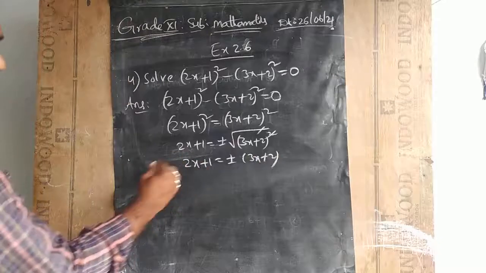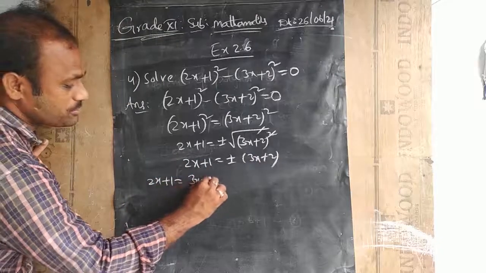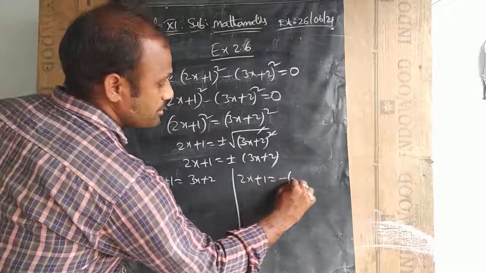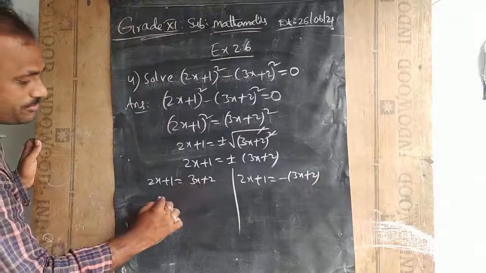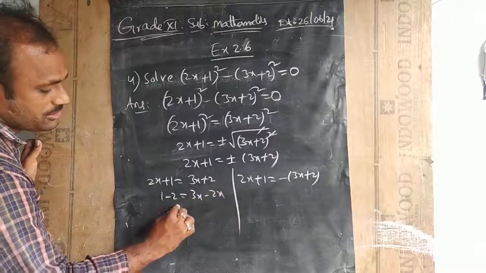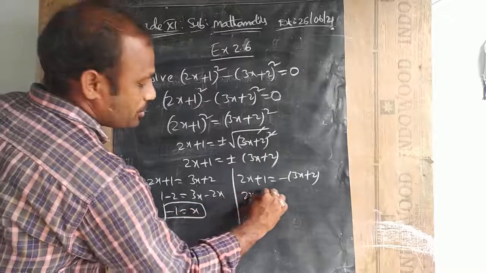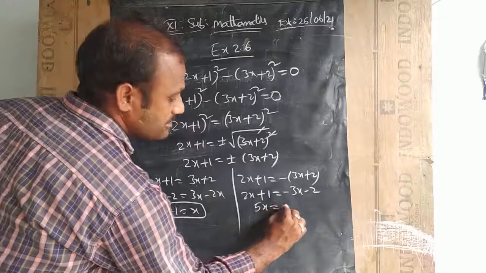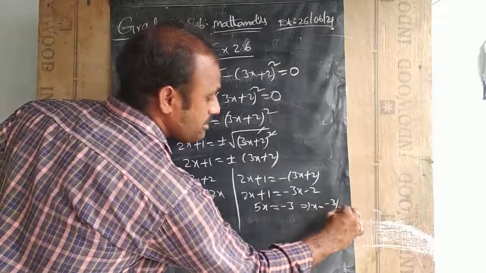In this we have 2 cases. So 2x plus 1 is equal to 3x plus 2. Or the other case, 2x plus 1 is equal to minus of 3x plus 2. So 1 minus 2 is equal to 3x minus 2x, minus 1 is equal to x. Here 2x plus 1 is equal to minus 3x minus 2, so 5x is equal to minus 3. That implies x is equal to minus 3 by 5.